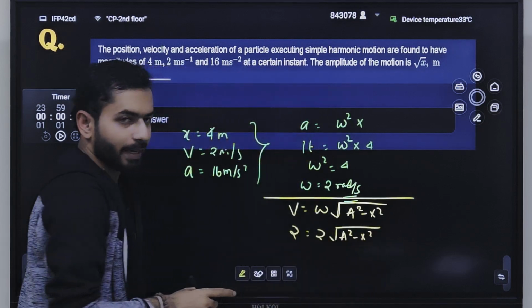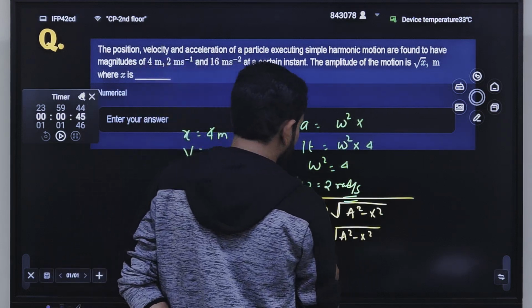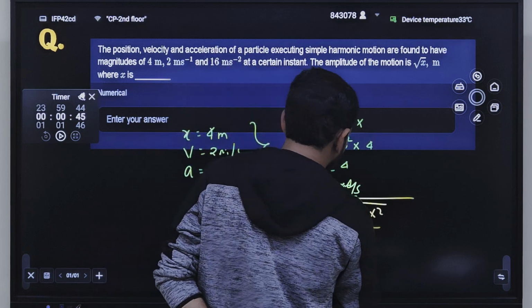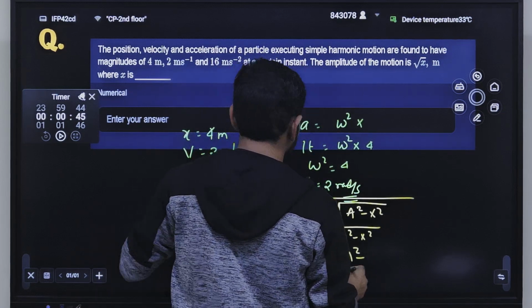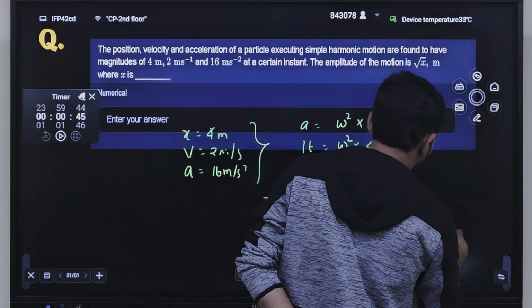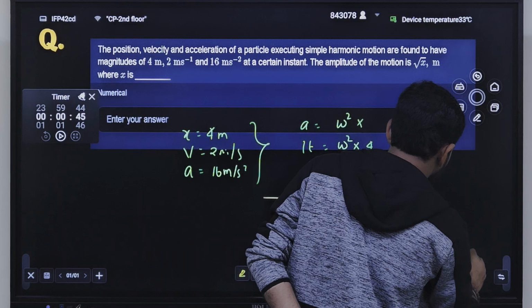And you have to calculate what? A square. And actually you can put the value of x also. Here what it will become? 1 is equal to, squaring both the sides, it will become a square minus x square. What is the position? X, that means 4 square will become 16. A square will be equal to 17. Amplitude will be equal to root 17.